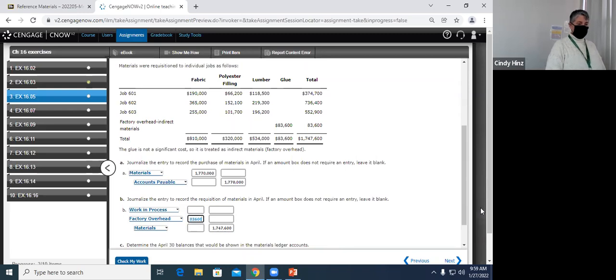So I'm going to take the shortcut here and do the factory overhead part first because that doesn't require me to do any math. That amount's already given to me. The factory overhead, the glue, $83,600. And now I have just one calculation to do. Take our total, $1,747,600, and subtract the glue, and we will have a total for the other 3. If you're not working with a ridiculous calculator, it's probably just as fast to add up the other 3. I try to take shortcuts to save the number of buttons I need to push on my calculator.